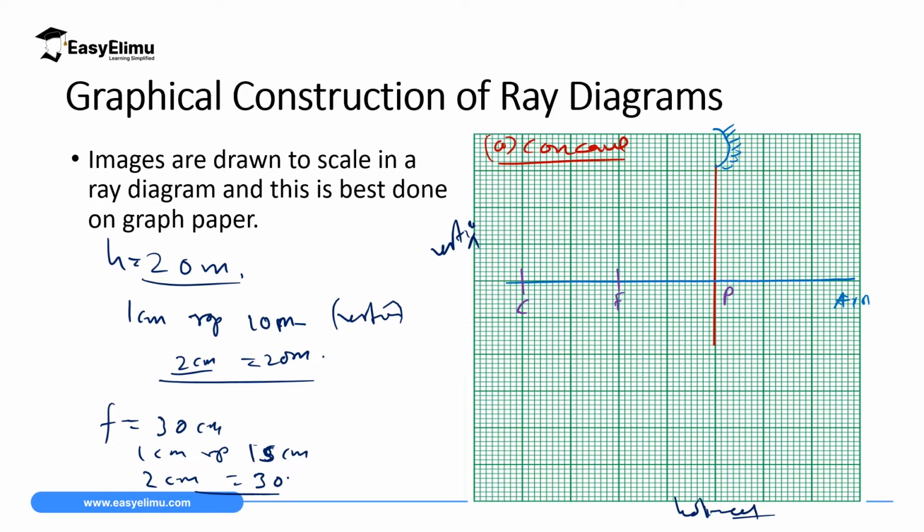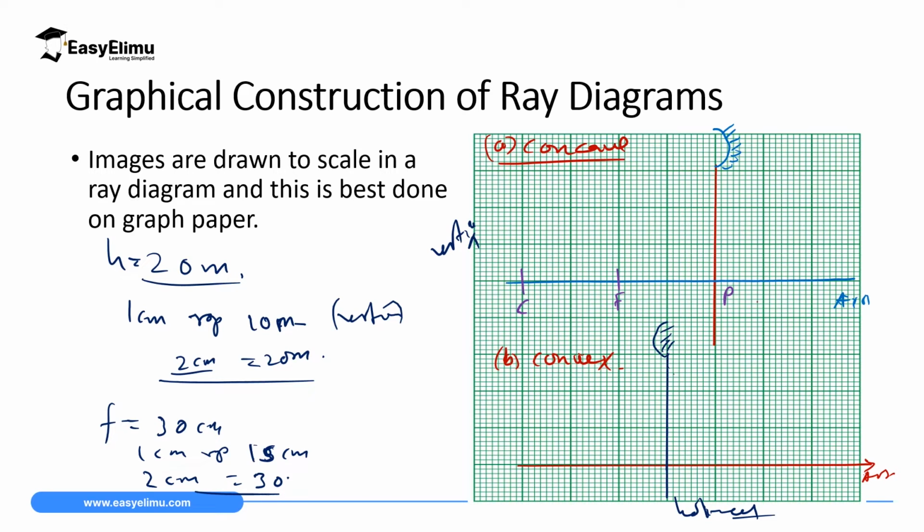Then we can now consider a representation of a convex mirror. You have to draw a horizontal line which will represent the principal axis. This is the principal axis. Then you have to draw a vertical line which will represent the mirror itself. In this case, we draw it like that. This is our mirror, and in this case, the reflecting surface bends outside.